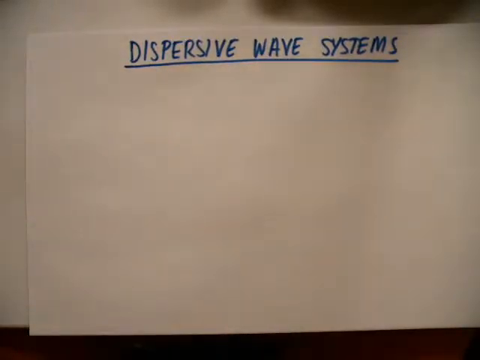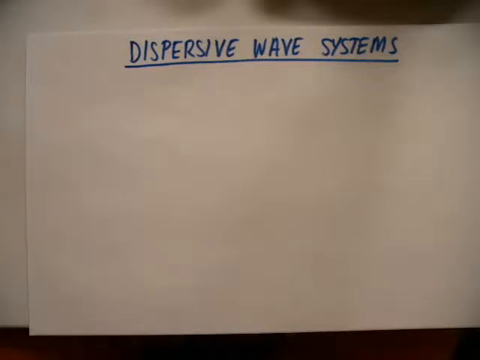Okay, let's try to understand better what it means. What is the meaning of wave dispersion? Wave dispersion means, for example, for ocean waves, that longer waves travel faster than shorter waves.